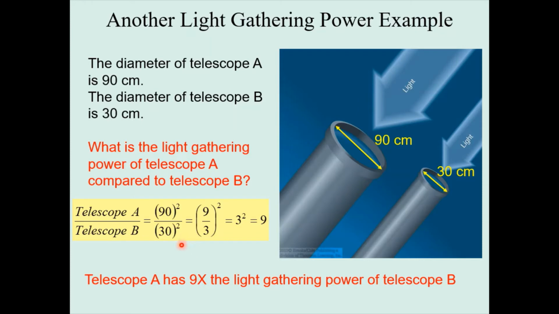We can do a little simplification here. We can cross off these zeros, so we get 9 squared over 3 squared, and remember we can put the 9 over 3 in parentheses, so we can actually do this one in our head. 9 divided by 3 is 3, and we have to square that to get a factor of 9 difference. So telescope A has 9 times the light gathering power of telescope B in this example.